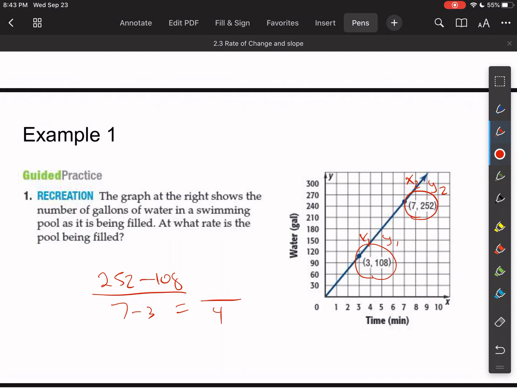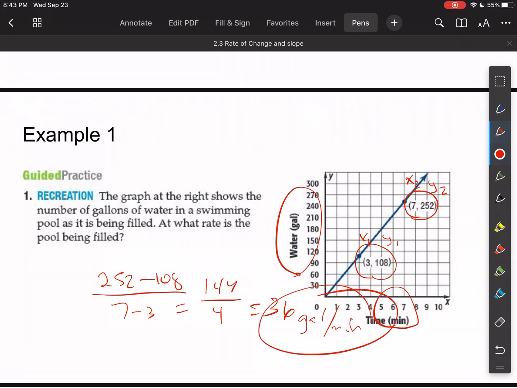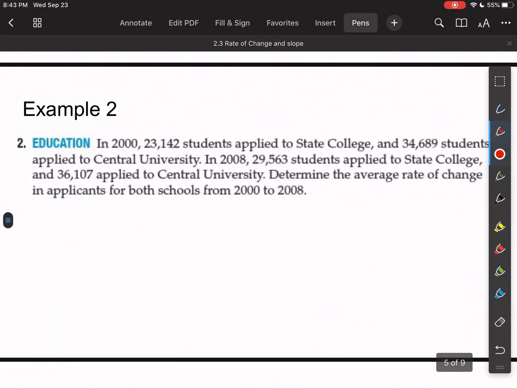252 minus 108 is, let me just get my calculator out here. 252 minus 108 is 144. Okay, when I take 144 and divide it by 4, I get 36. So it's filling at 36 gallons per minute. Okay, so gallons per minute. And then I'm done with example 1. Let's move on to example 2.